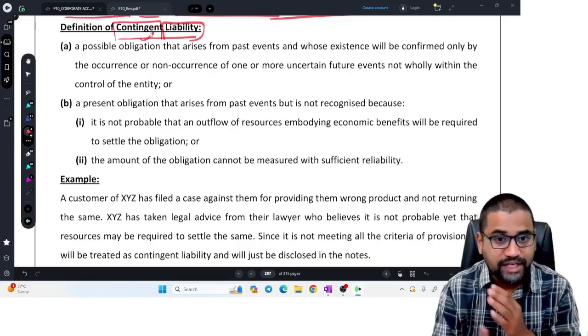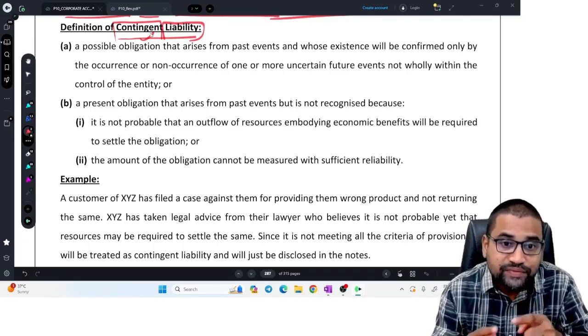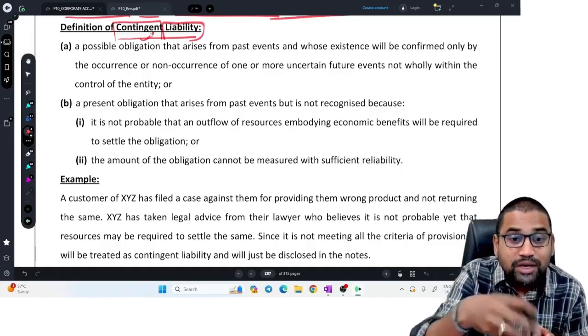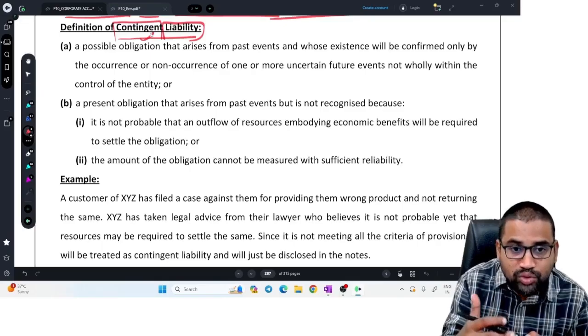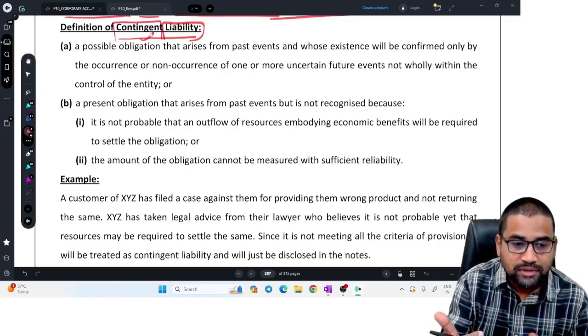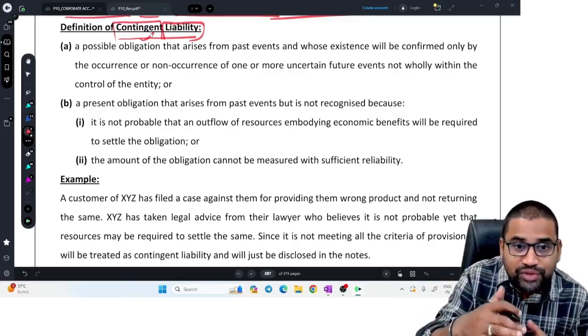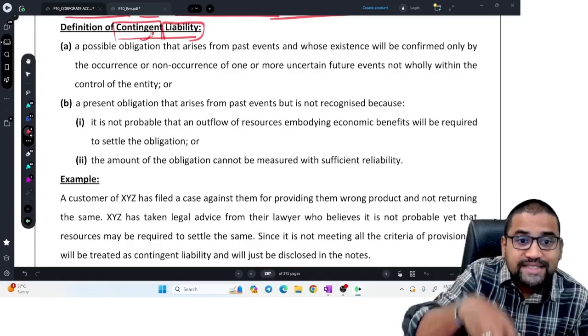See, we have seen the definition of liability. A liability is a present obligation. Suppose that present is missing, and in place of present, possible came. That means on the balance sheet date, there is no obligation, but there is a possible obligation. See, as of now, there is no guarantee. Based on the evidence available, we can't say that there is an obligation.